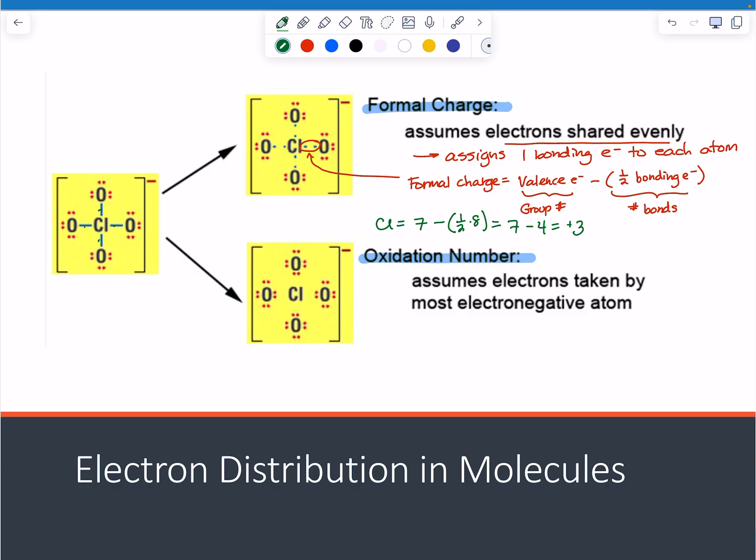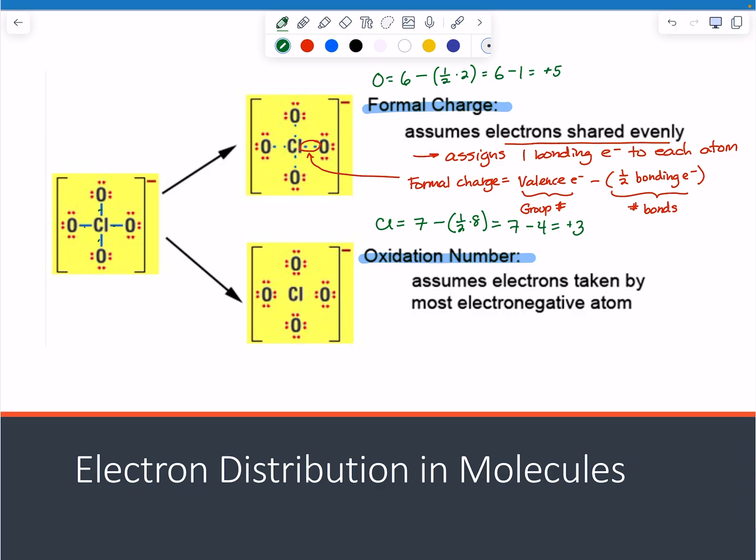So now let's look at the oxygen. The oxygen is in group 6, so we've got 6 valence electrons. And this particular oxygen is involved in one bond, so 1/2 times the 2 electrons in that bond, so that's 6 minus 1, and so that's +5.